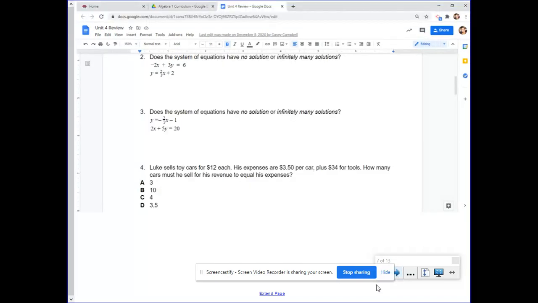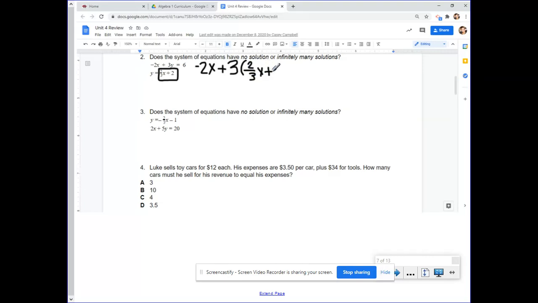I'm almost positive we did number 2 together, but I'm going to show you again really quick. It says, does the system of equations have no solution or infinitely many solutions? So I'm going to take the part that is equal to y, which is right here, and plug that into the y on the top equation. So negative 2x plus 3, and then it asks for a y, but instead of writing y, I'm substituting it with 2/3 x plus 2. That's why this is called substitution. I no longer have to write y. I can rewrite it with the part that has the x in it, and it equals 6.